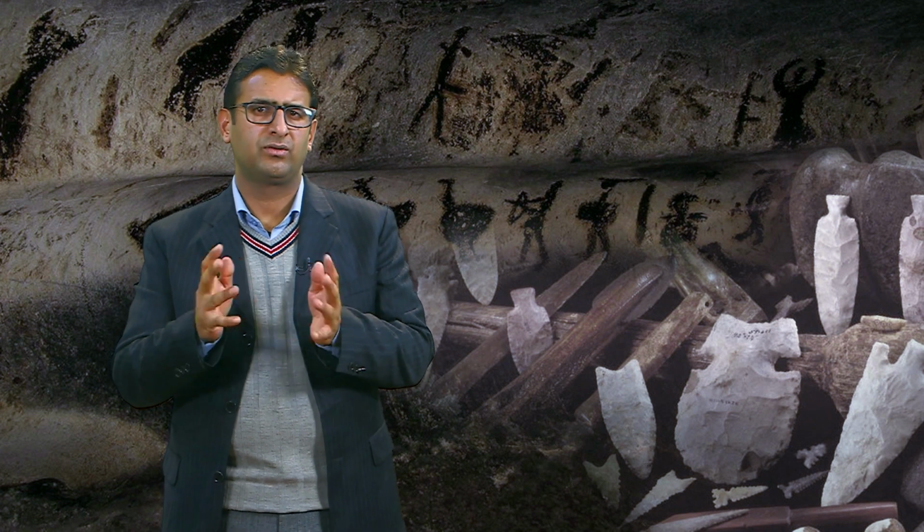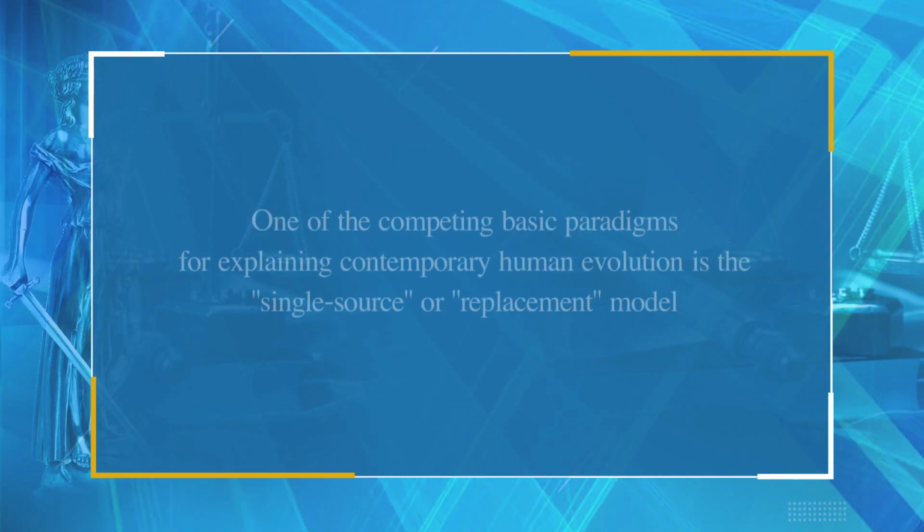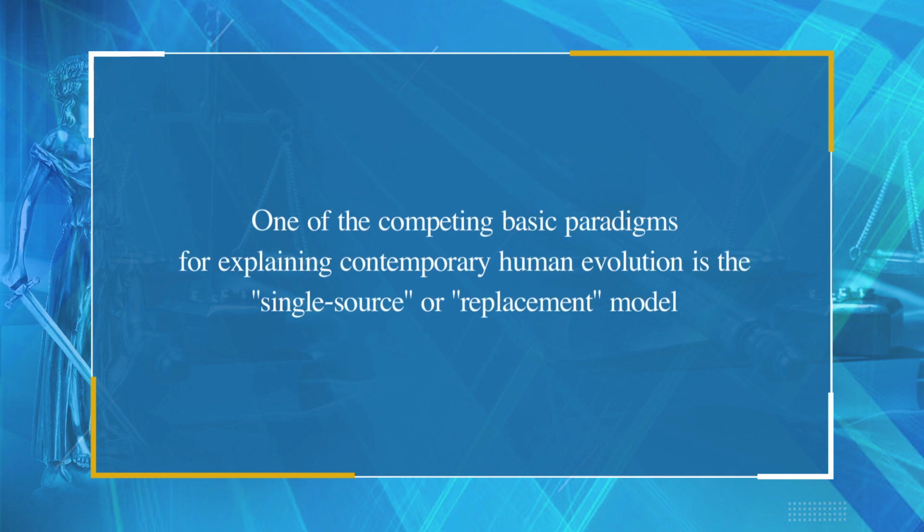Gene flow, the free exchange of genetic material between different populations, impeded the formation of new species. Even if later generations of the species preserved some of their localized characteristics, the emergence of Homo sapiens was a global phenomenon. One of the competing basic paradigms for explaining contemporary human evolution is the single source, or what we also call the replacement model.